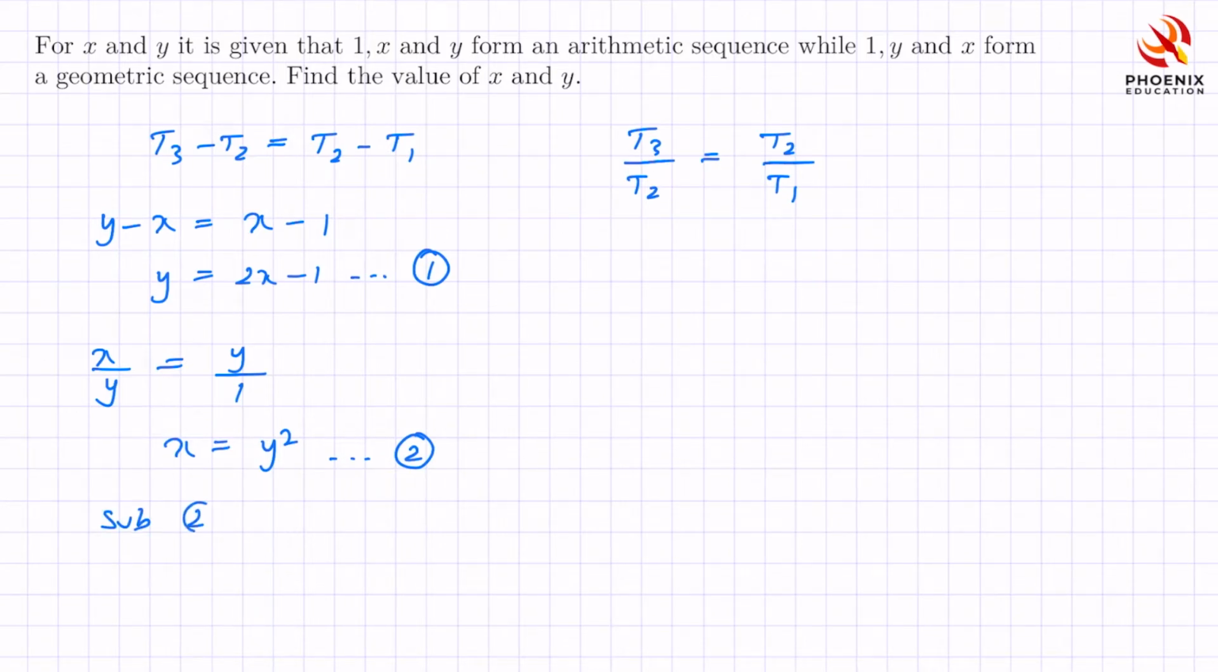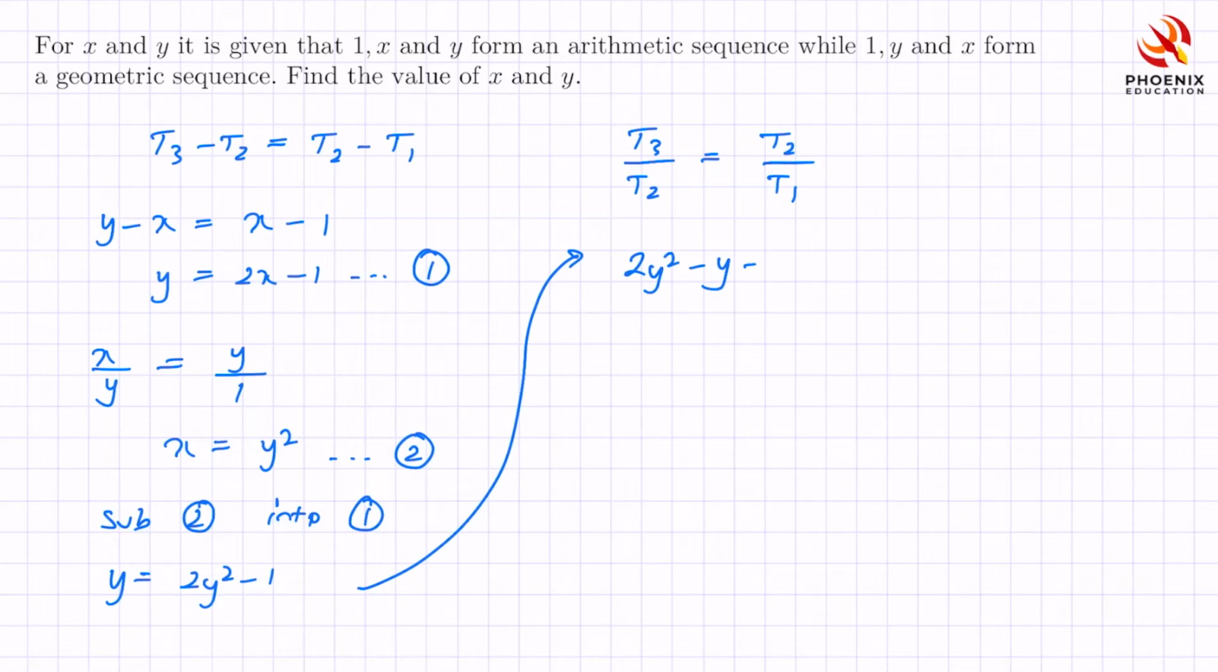I'll sub equation 2 into 1, and this gets me y is equal to 2y squared minus 1. Moving the y to the right hand side, I get 2y squared minus y minus 1 is equal to 0. Factorizing this quadratic gets me y minus 1 into 2y plus 1. And solving this gets me y is equal to 1 and y is equal to minus half.